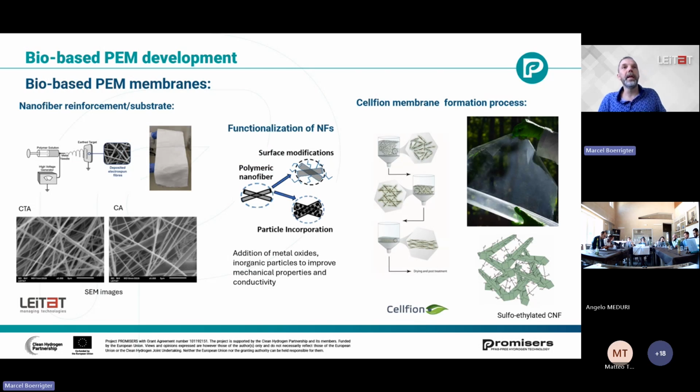So we are doing the same for the bio-based route, which you can see here. Here also we have nanofiber reinforcements. So we were looking for bio-based reinforcement, which here are cellulose triacetate and cellulose acetate. But we tested several more, also some bio-based reinforcements. And then for the membranes, this is based on the cellulose membrane formation process, where they used cellulose materials to make this membrane. So they used sulfonated CNF to make the membranes.